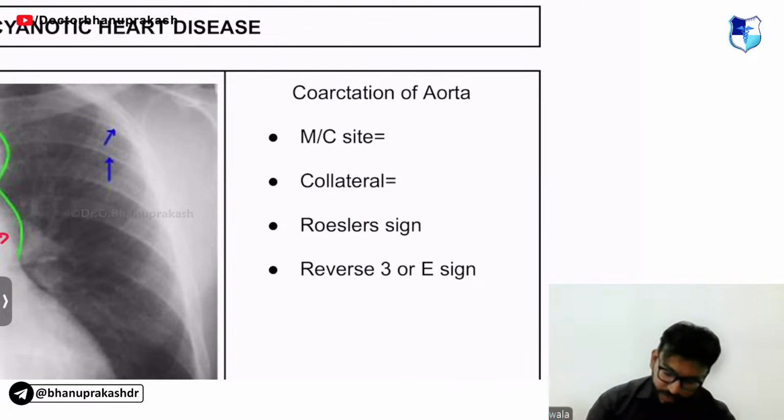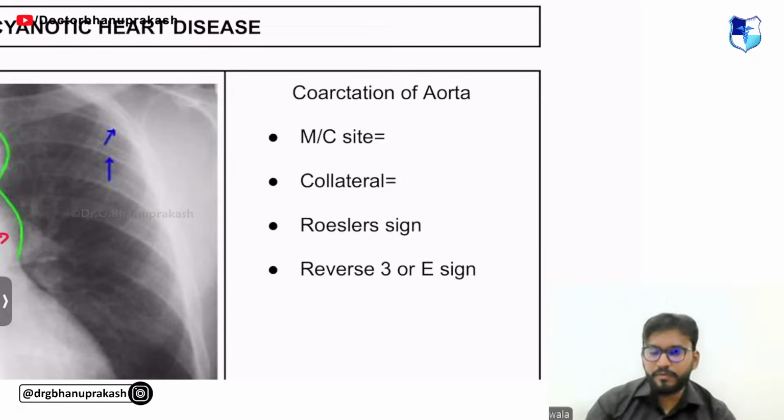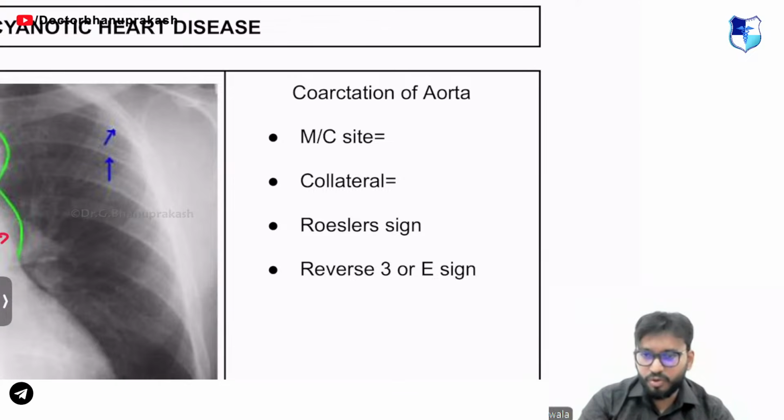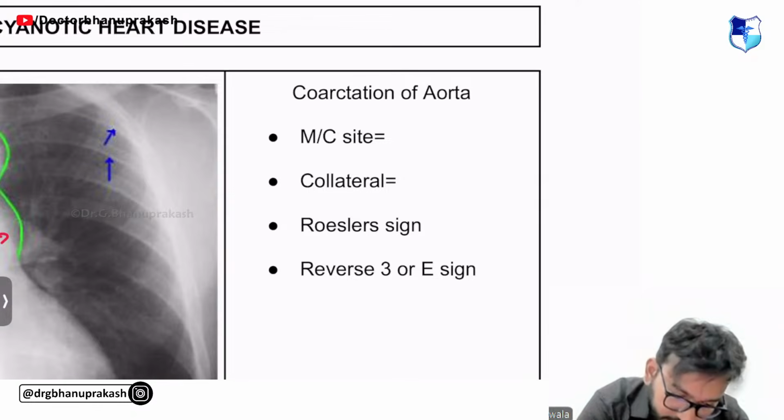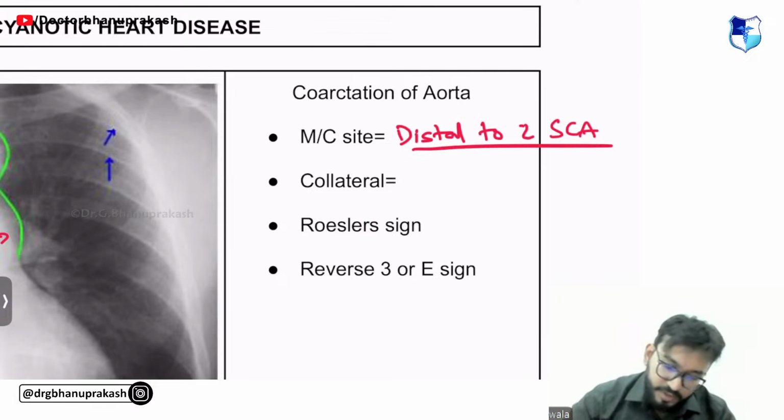One cardiac anomaly is compulsory. It is not compulsory, my friend, but it is usually asked. And it is very easy to score, very easy to get it right. Okay? So it is very easy, guys. Come on. Tell me, most common site. It is distal. Distal to left subclavian artery origin. Okay, guys, remember this. Distal to left subclavian artery.